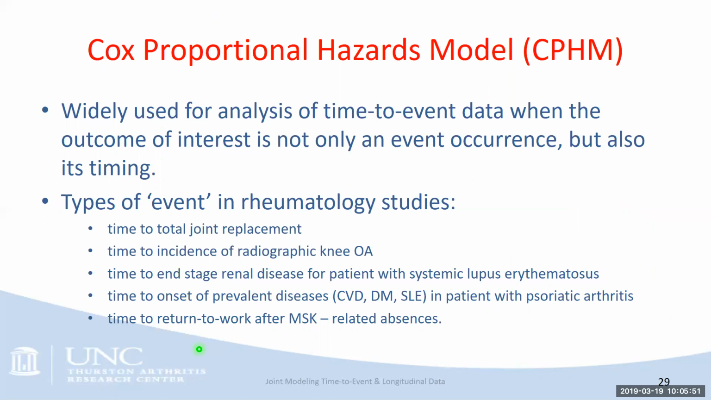Of course, there are other methods available to analyze time to event data, parametric models, but that's beyond the scope of our presentation today. So the Cox proportional hazards model is one of the most widely used analyses for time to event data. And again, in all survival or time to event analysis, the outcome of interest is not only the fact that an event has occurred, but also the timing to that event. In rheumatology, we can find many examples of this. We can get time to total joint replacement, time to incidence of some sort of NEOA on an X-ray, and so on. There are other examples here.